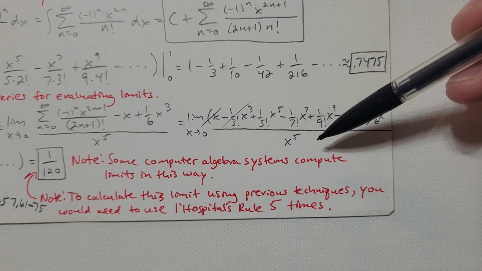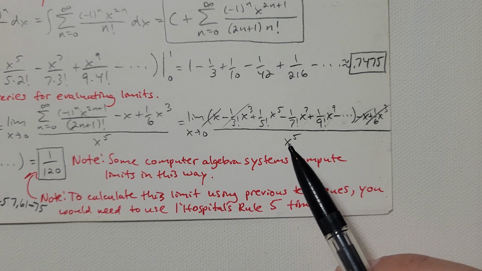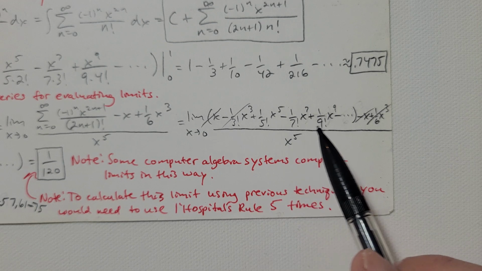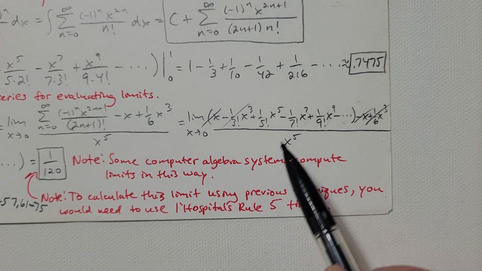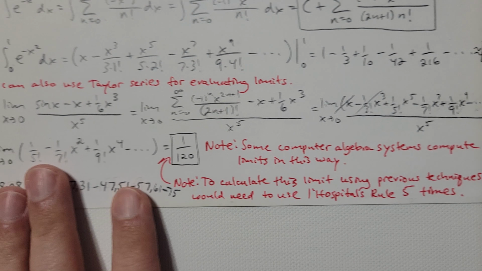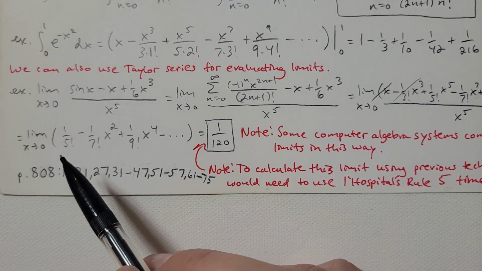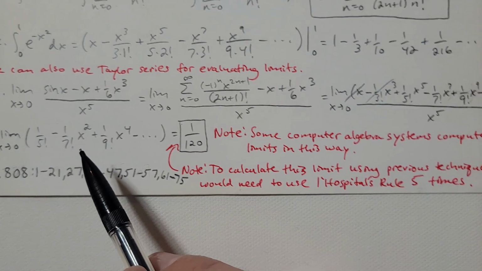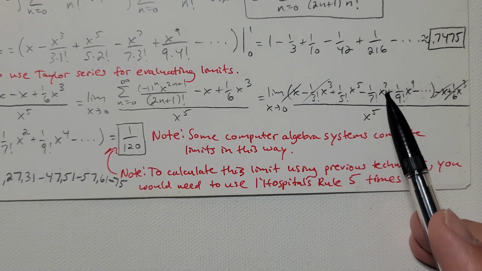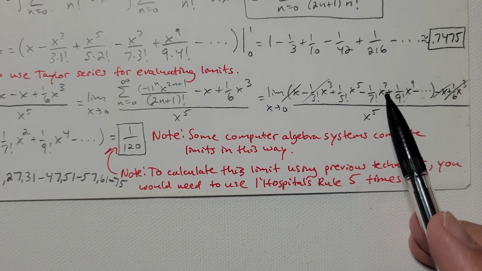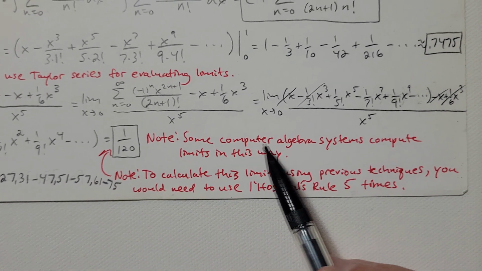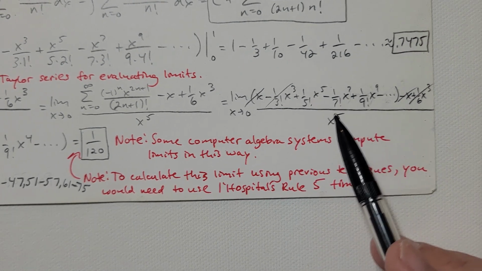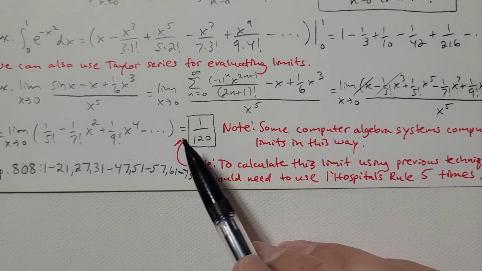Okay, I still can't plug in 0. But if we factor an x to the 5th out of all infinitely many of these terms and cancel it with the one down under, the leftover would be the limit as x approaches 0 of 1 over 5 factorial, minus 1 over 7 factorial times x squared, plus 1 over 9 factorial times x to the 4th, minus etc. Again, I'm factoring out an x to the 5th from those terms and canceling it with the one down under.